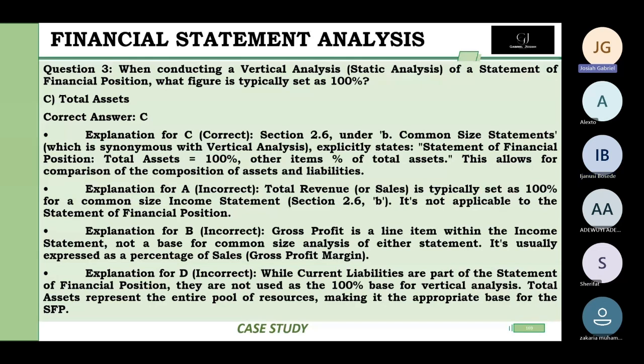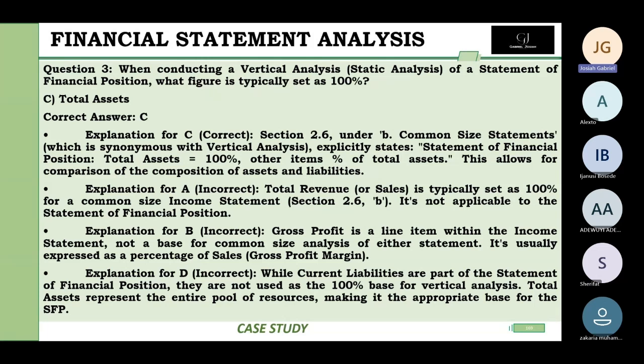Exactly. So AA got it, C, AT got it, C, IB failed it. She said A, no. SH said B, no. And ZM said A, no. So only 2 people got it. So for A, it is incorrect. Total revenue is actually for common size analysis of the income statement, so it's not applicable to the statement of financial position. So take note of that.